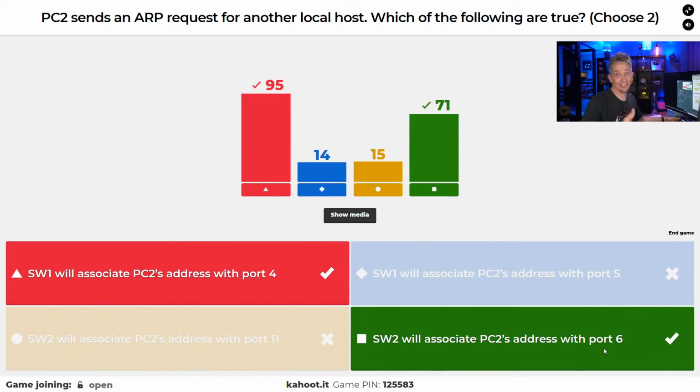All right, but that's how I would sort it out. Which VLAN is it in? Where would that broadcast go? And where would each of the switches learn?